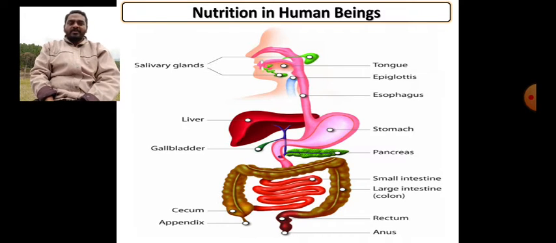The first example for heterotrophic nutrition was amoeba, the holozoic mode of nutrition, wherein we discussed how amoeba, in 5 different steps, meets its own energy requirements. Now we will get into how we get our nutrition. Let's learn about nutrition in human beings.